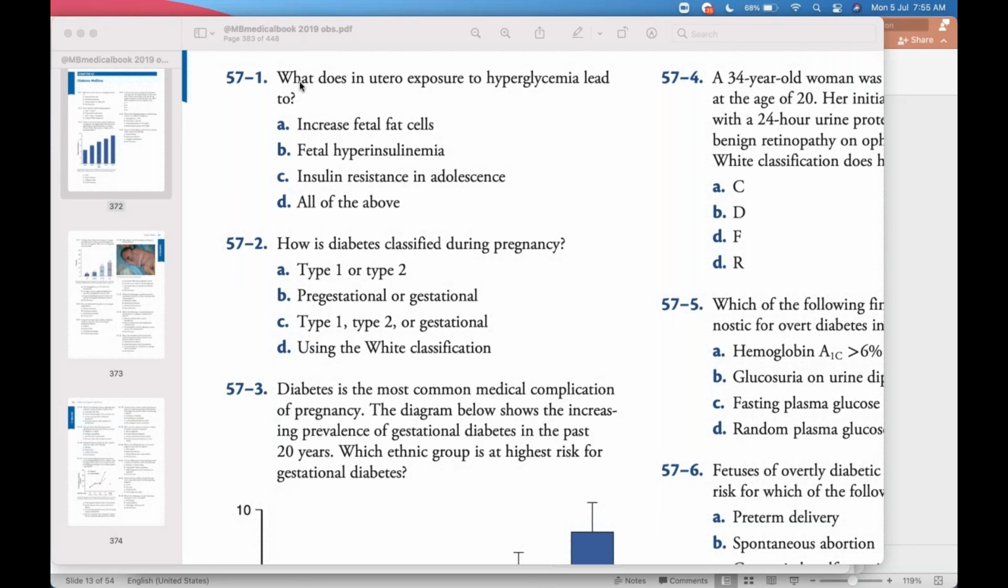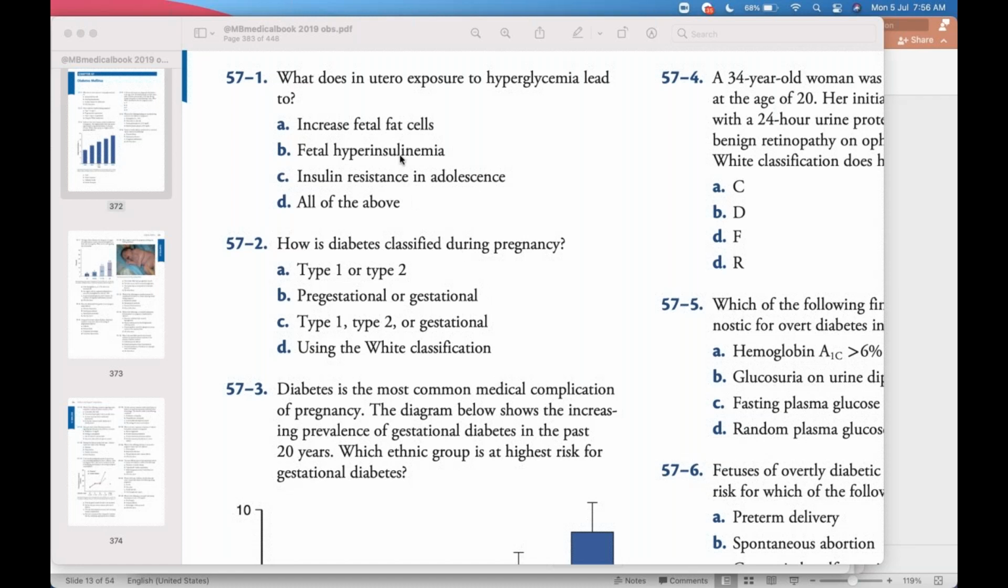What does in utero exposure... So what happens is, diabetes, everybody knows that diabetes is a state of insulin resistance or basically hyperglycemia. Now, what does this in utero exposure of hyperglycemia lead to? Be the situation, this hyperglycemia prior to pregnancy, in the preconception period, or during pregnancy, what does it do? So can anybody answer? Answer is all of the above, exactly.